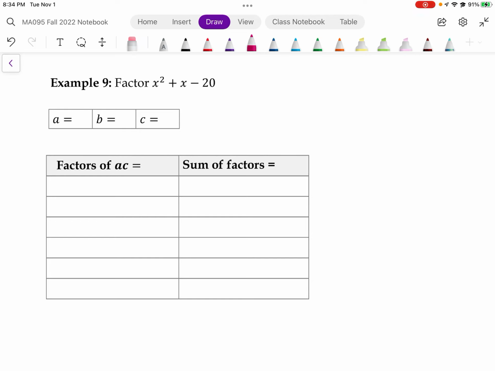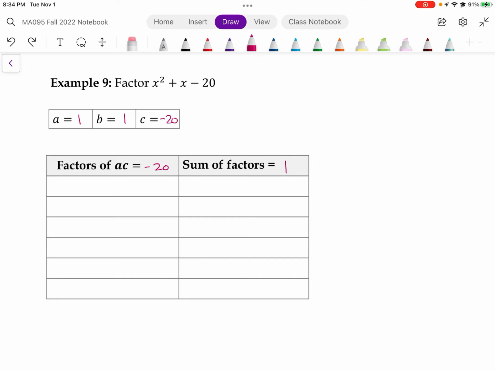Okay, so first you want to find A, B, and C. So A is 1, B is 1, C is negative 20. So we want the factors of A times C, which is negative 20. The sum of the factors is going to have to be 1, because that middle term, the two add up to be 1x.